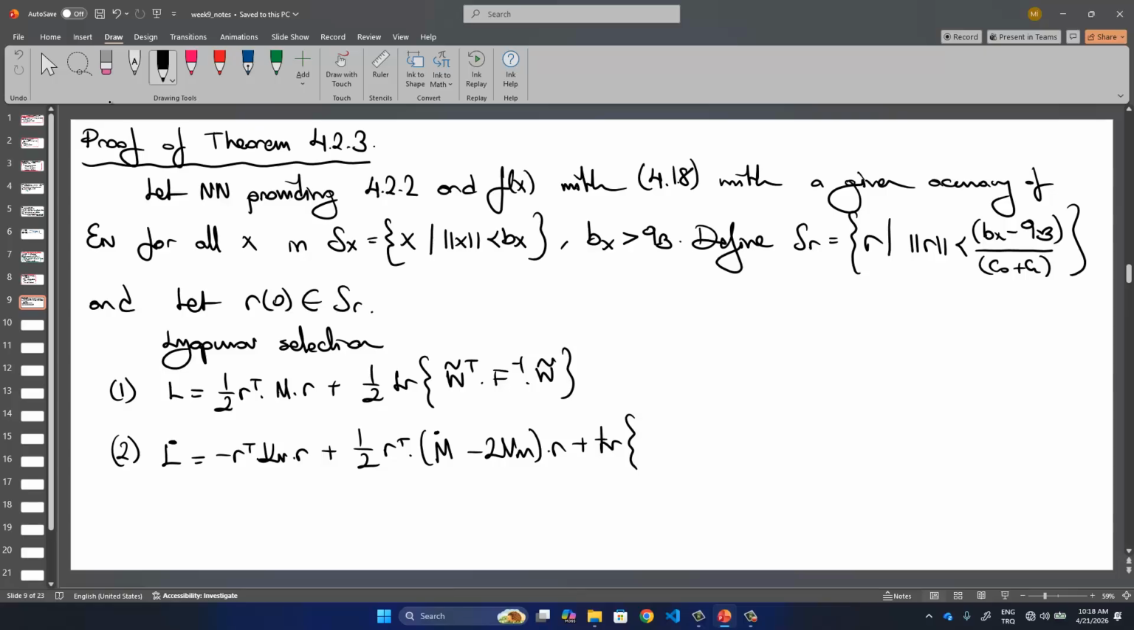Just tell me. How can we derive the L dot in here? Which equations are used?